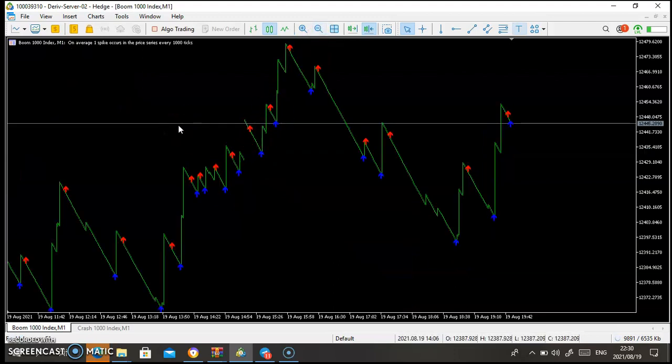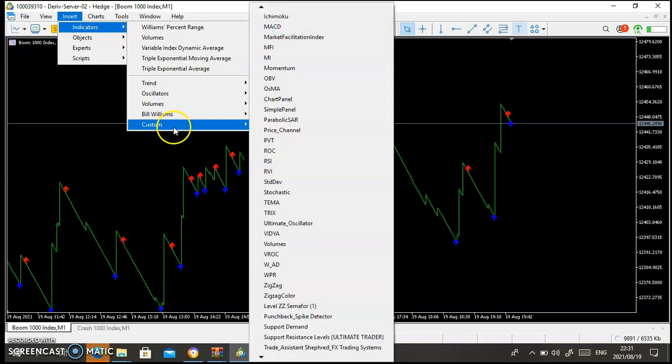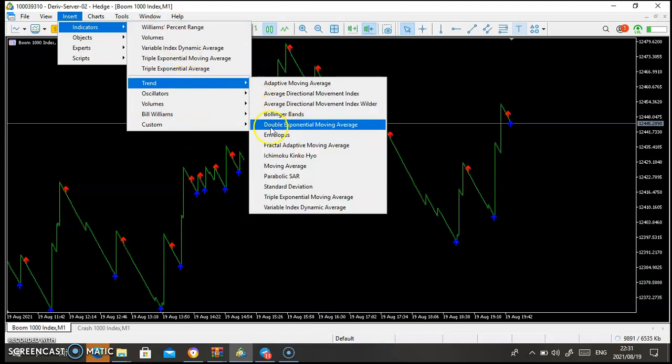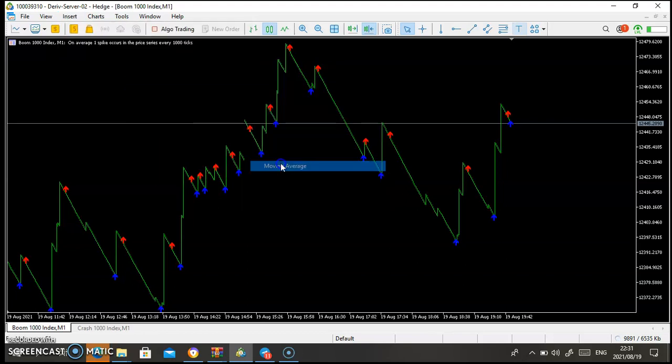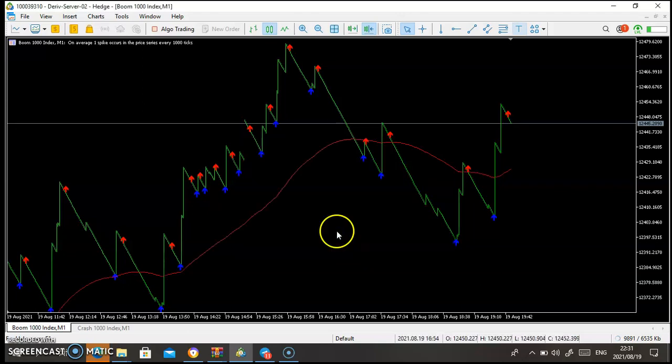Now the only thing I do, if I want to use a system, is I would just use the moving average. I prefer using the 200 moving average, and the substitute be zero method. Let's make it exponential. Okay, apply to close. So you guys can see what's happening over here.